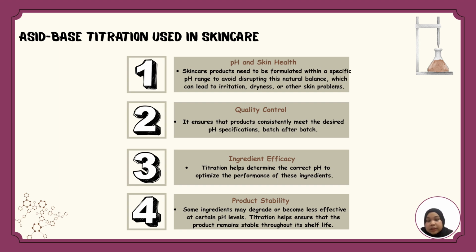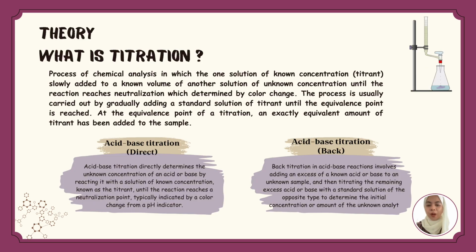Actually, acid-base titration involves reacting a solution of unknown pH, the analyte, with a solution of known pH until the reaction reaches a neutral point. Indicators are often used to visually signal the equivalence point by changing color. For example, in skincare, a strong base might be used to titrate a slightly acidic formulation to determine the exact amount of acid present. This allows the formulator to adjust the pH to the desired level by adding more base or acid as needed. So hi, this is my part.